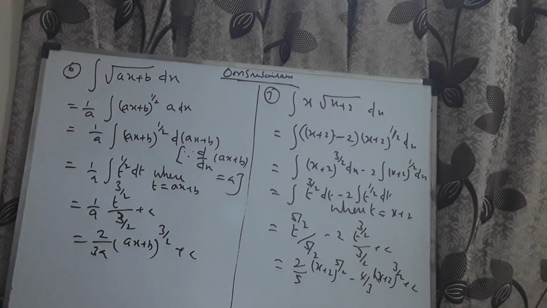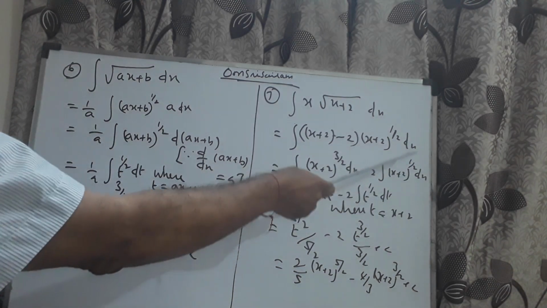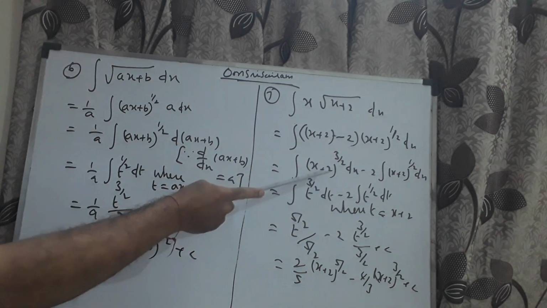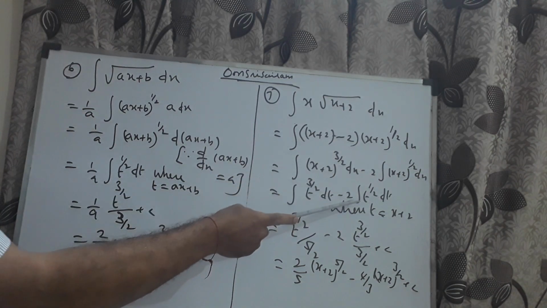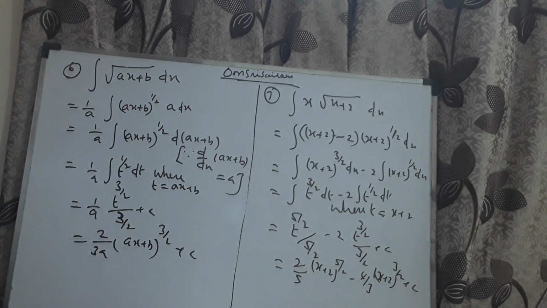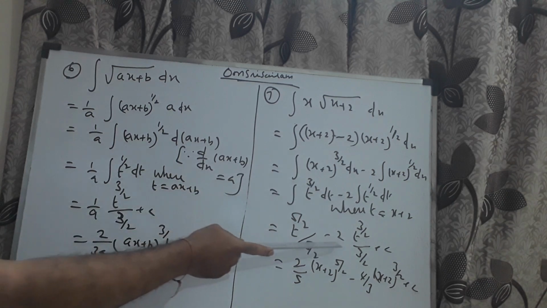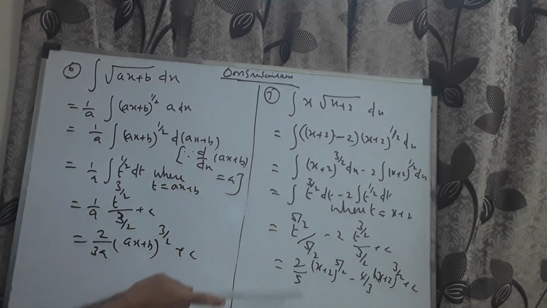Therefore, here it becomes integral x plus 2 power 3 by 2 dx minus twice integral x plus 2 power half dx. Replace this by t power 3 by 2 dt minus twice integral t power half dt. t is x plus 2, dt is the same as dx. For t power 5 by 2 by 5 by 2 minus twice t power 3 by 2 by 3 by 2 plus c, we get 2 by 5 x plus 2 power 5 by 2 minus 4 by 3 x plus 2 power 3 by 2 plus c as the final answer.